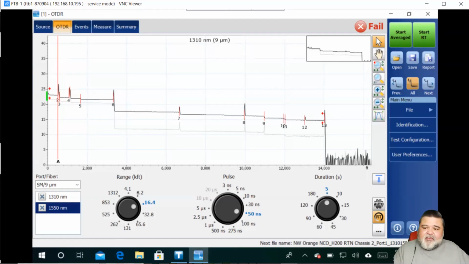And when looking at pulse width and duration, you want these two numbers. I want pulse width as low as I can get it within a reasonable amount of time. If you're working with specific customers, they may specify a duration. They may say 60 seconds a wavelength, 30 seconds a wavelength. In that case, you set the duration for 30 seconds, and duration and range are pretty much no-brainers. You're only tweaking pulse width.